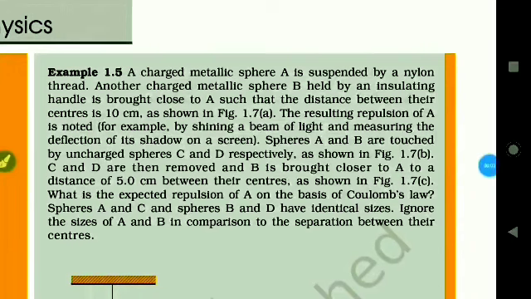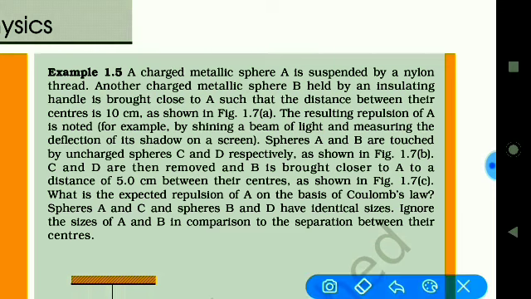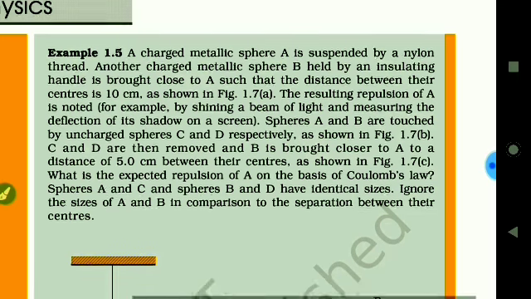Now let us see example number 1.5. From the given condition, we can show this figure.